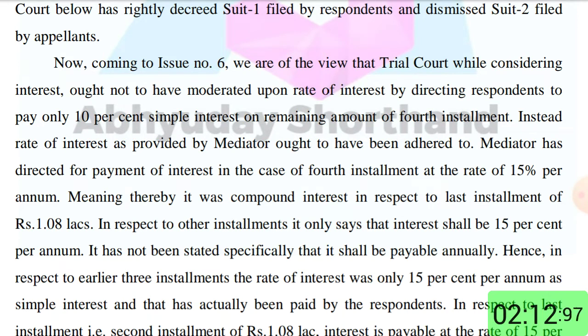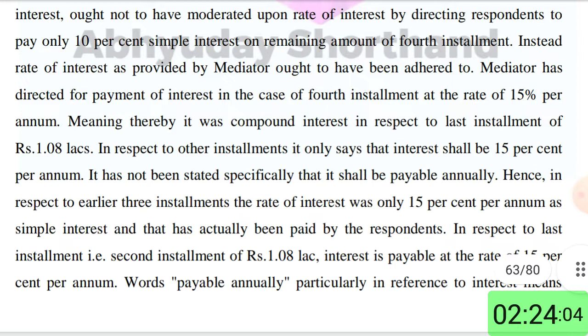The mediator has directed payment of interest in the case of the fourth installment at the rate of 15% per annum. Meaning thereby it was compound interest in respect to the last installment of rupees 1.08 lakhs. In respect to other installments, it only says that interest shall be 15% per annum. It has not been stated specifically that it shall be payable annually.